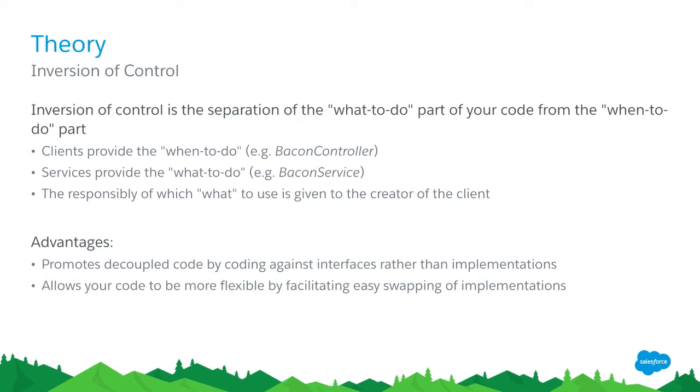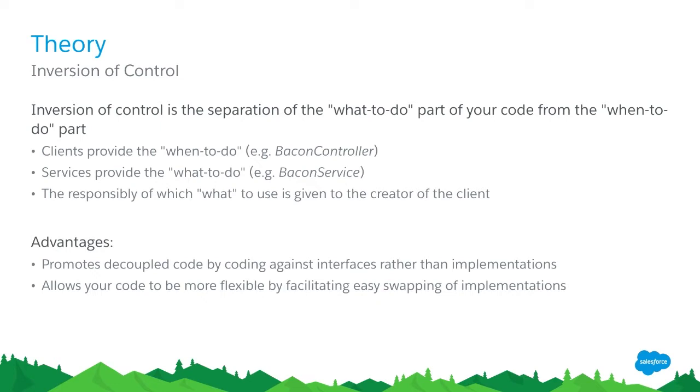And the simplest way of explaining inversion of control is that it separates the what to do part of your code from the when to do it. So clients provide the when to do. So they say, when I call get bacon, I want you to do all of this logic. And they might contain a little bit of logic themselves, but not too much generally. You want thin controllers, fat services, ideally.